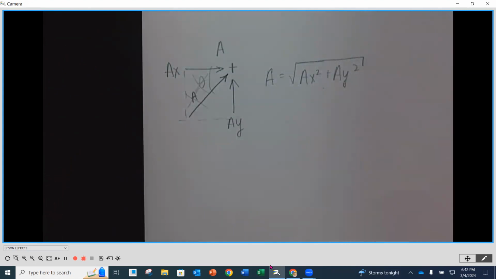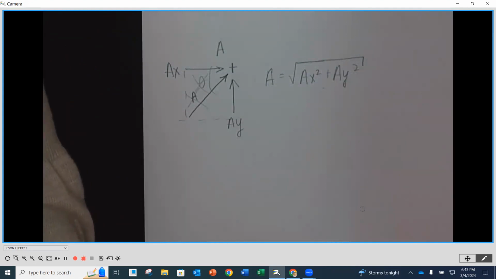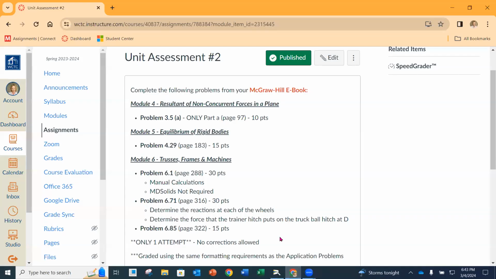All right. So I wanted to point that out because I never had you go that extra step, because with an X and a Y, that's how I always had students do it. So when you reference the back of the book, it's just going to be slightly different, but essentially the same. Okay. So that's what I wanted to let you know about unit assessment number 2.